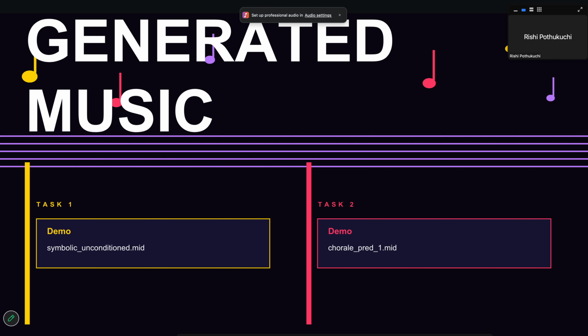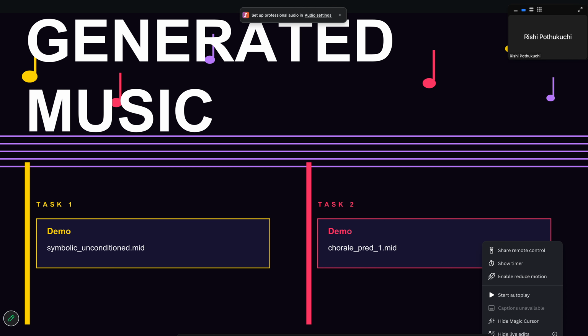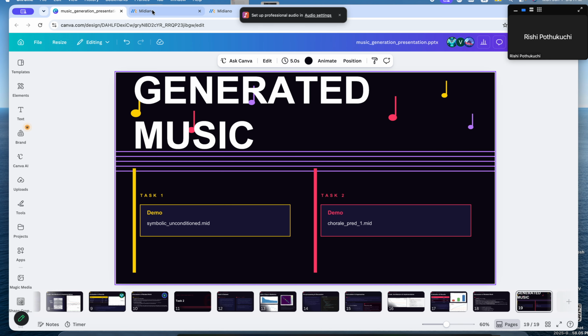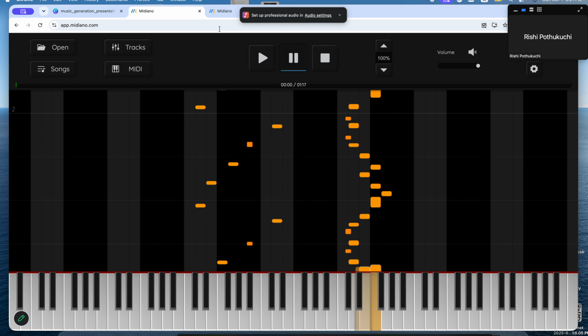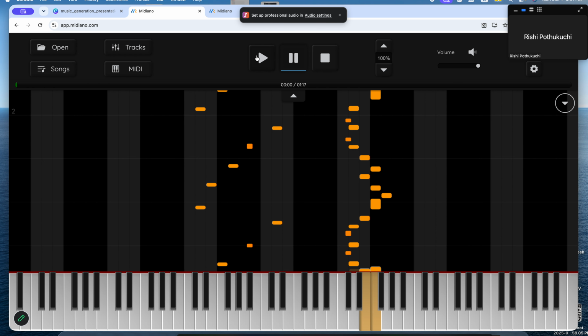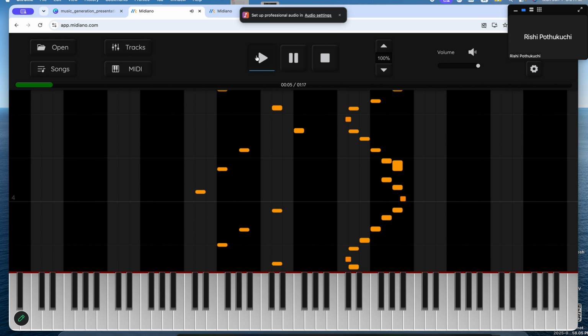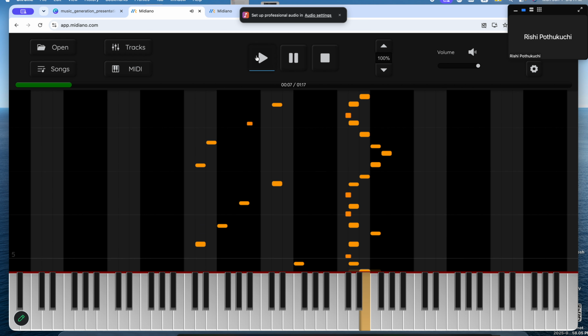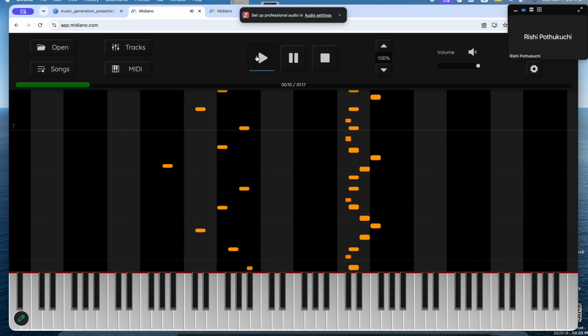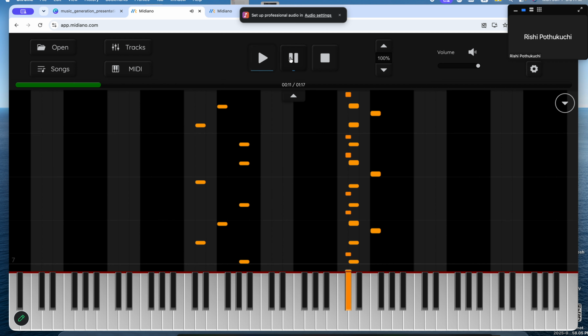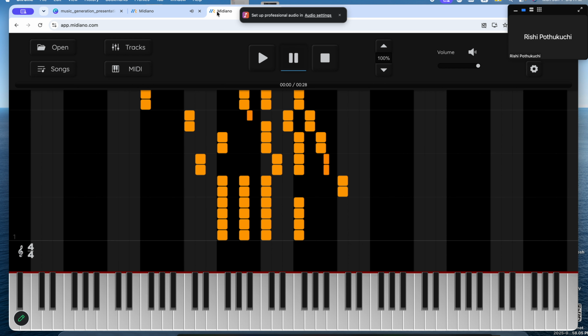We would now like to show you a demo, first of task 1, and then the second demo will be for task 2. This is the output of task 1. And the second melody is the output of task 2, which are the chords.